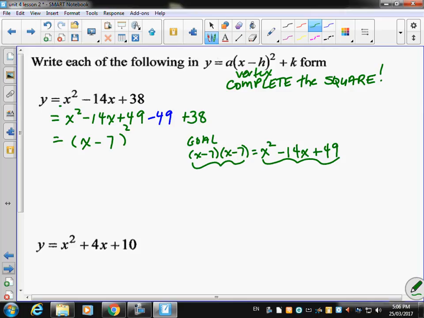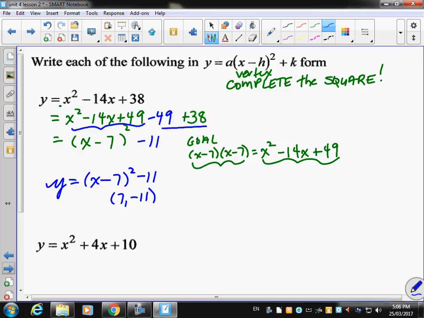My third line, (x - 7) squared is these three terms. I showed you that over to the right. Now I have some leftovers that I'm going to put together in a pile. Negative 49 and positive 38 is negative 11. I'm done. It's in vertex form. It's in 2 colors, but it's in vertex form. So y equals (x - 7) squared subtract 11 tells me that I have a vertex of (7, -11). All right, let's try the next one.